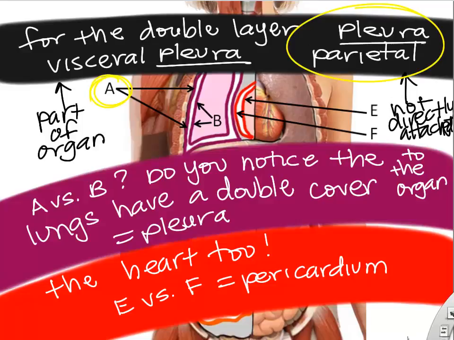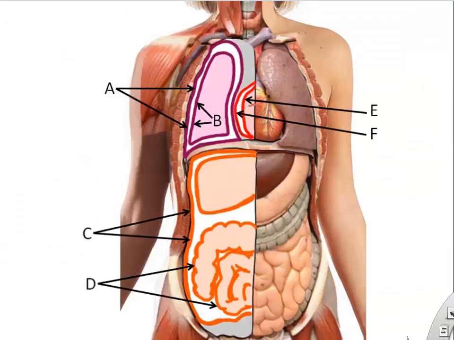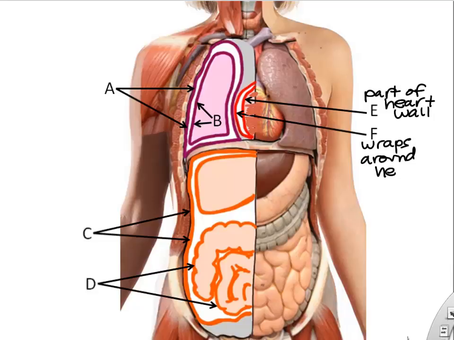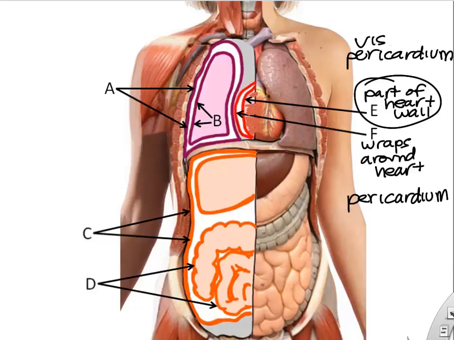So in this case, if we look at the lungs, the layer that's not directly attached to the organ is the parietal pleura, and the layer of the pleura that actually is part of the lung is the visceral pleura. So again, if we look at the heart, we've got the protective pericardium, which is part of the heart wall, and then the protective pericardium, which is surrounding the heart.